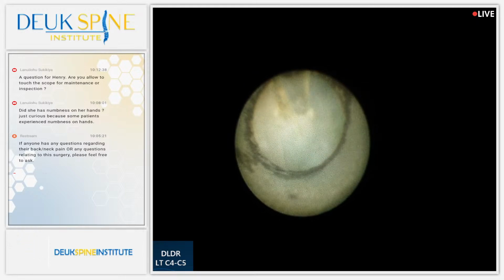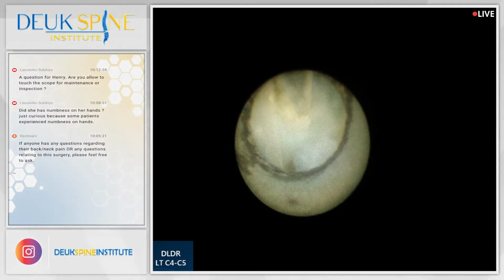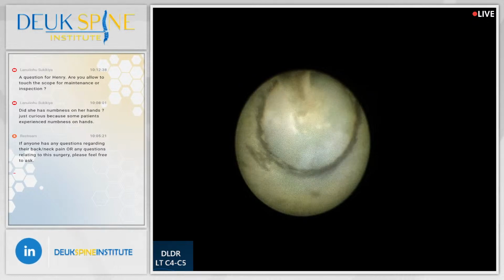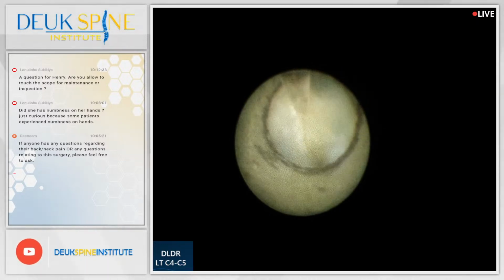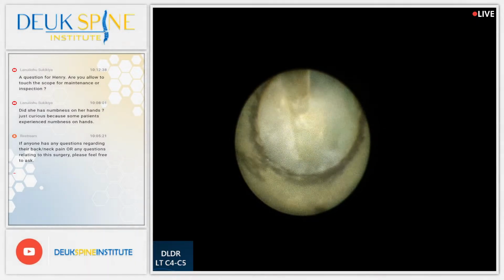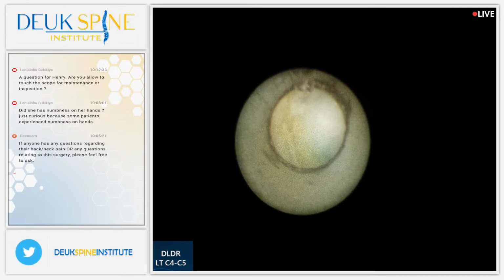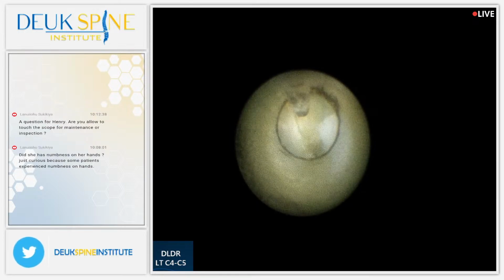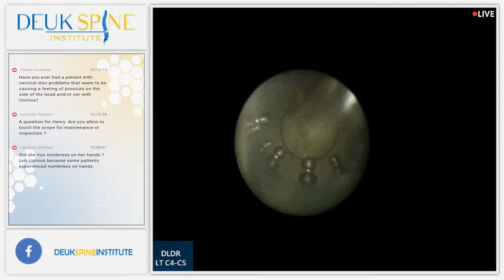People ask me, are there risks to the surgery? Absolutely. We're operating on your spine next to your spinal cord and nerves. There's always risks: vascular injury, neurological injury, infection. But in 19 years of doing this surgery, we've never had an injury or a complication from this surgery. So it's a very safe surgery compared to fusion.